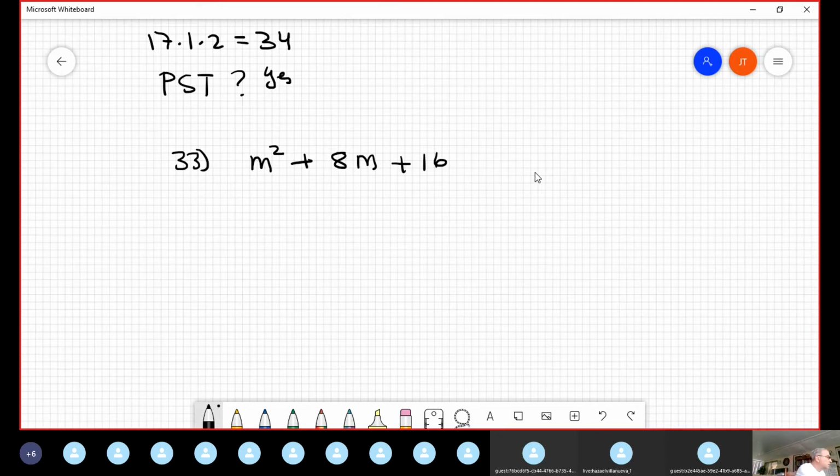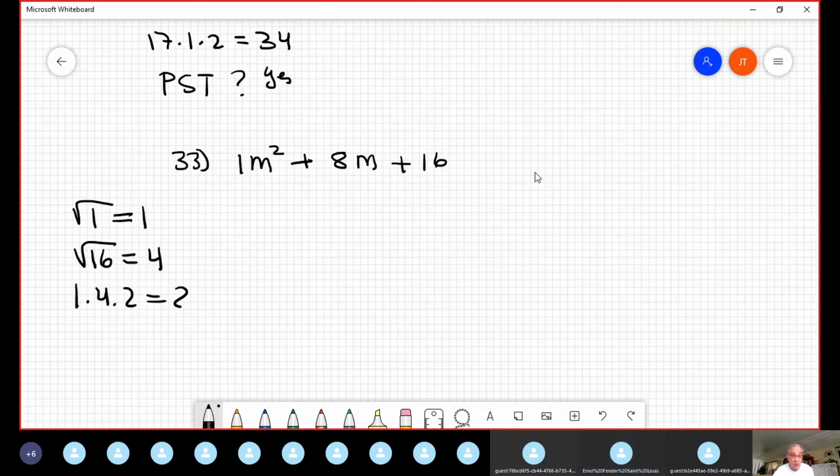Okay. Number one, classification: is the trinomial a perfect square, regular, or special? And number two is factorization. What do you think? Gonna say if it's perfect square. Why? You know it's a perfect square. Yeah, it is. Square root of 1 is 1. Square root of 16 is 4. The multiplication 1 times 4 times 2 gives 8, and this 8 is exactly the same as this middle term. Conclusion: it is a perfect square trinomial.